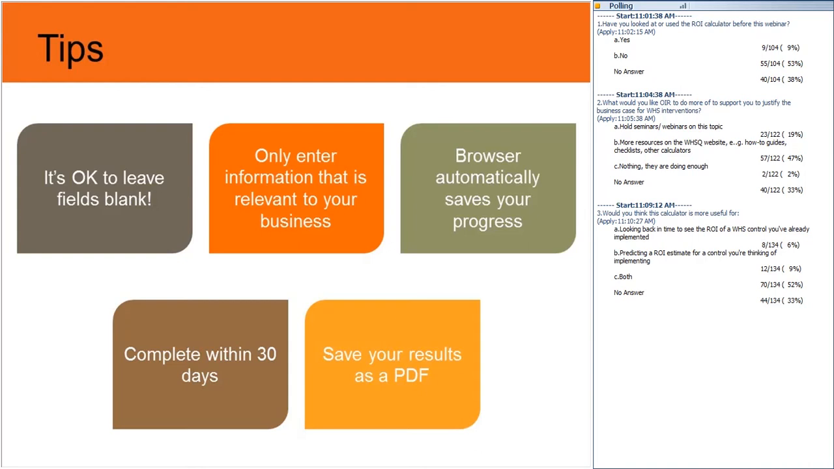So we've come to the end of the presentation. Are there any questions? We have one from Aaron. Will the return on investment calculator extend beyond personal injury to include environmental and property costs?